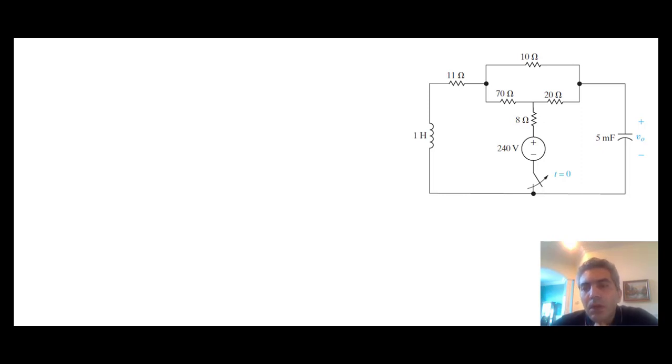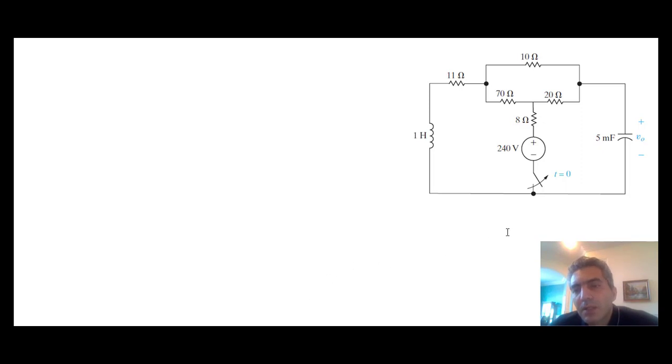Now, as we mentioned, as soon as you have a switch in a circuit, you have to break up your analysis into before the switch and after the switch. In other words, you are dealing with two different circuits. I'm going to redraw this circuit for before the switch, do the analysis, and then redraw the circuit after the switch. This way, I hope it's going to be more clear.